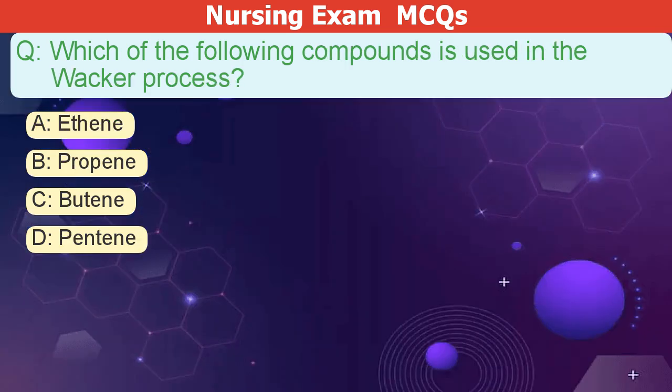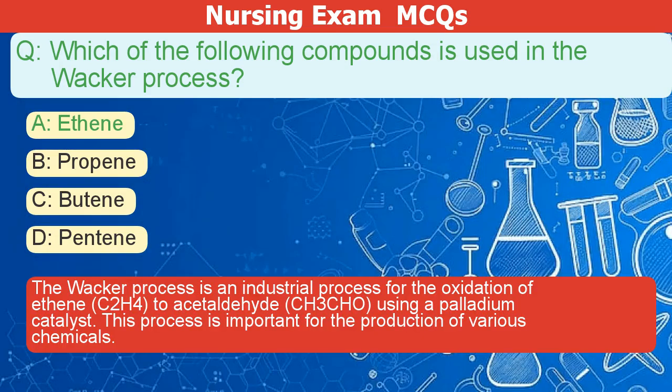Which of the following compounds is used in the Wacker process? A. Ethene. B. Propene. C. Butene. D. Pentene. The correct answer is A. The Wacker process is an industrial process for the oxidation of ethene (C2H4) to acetaldehyde (CH3CHO) using a palladium catalyst. This process is important for the production of various chemicals.